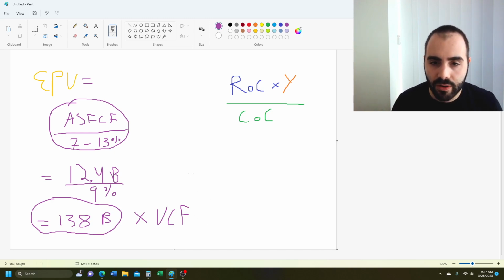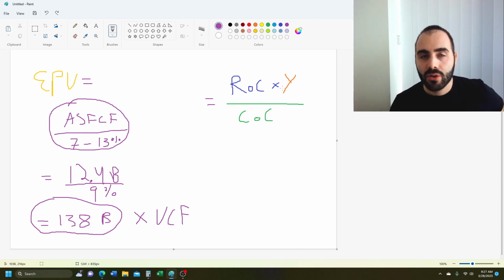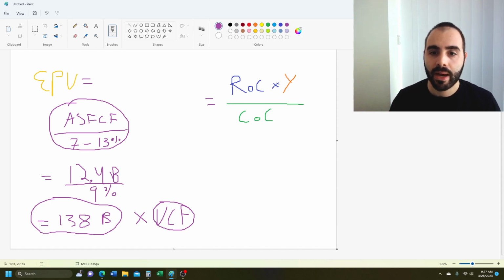So the value creation factor is this here, this formula here is the value creation factor, okay? Which is the return on capital times basically the retention ratio divided by the cost of capital, okay? So the value creation factor is what we multiply to our earnings power value. Our return on capital times the percentage of the money that's reinvested back into the business year after year, divided by the cost of capital. So let's walk through this together, okay?